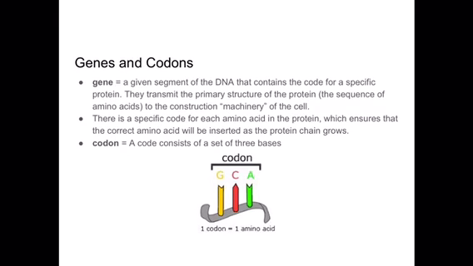Genes and codons. A gene is a given segment of the DNA that contains the code for a specific protein. They transmit the primary structure of the protein, which is a sequence of amino acids, to the machinery of the cell. Now, there is a specific code for each amino acid in the protein, which ensures that the correct amino acid will be inserted as the protein chain grows, much like an assembly line. And a codon consists of a set of 3 bases, as shown in our image below: guanine, cytosine, and adenine in 1 codon.